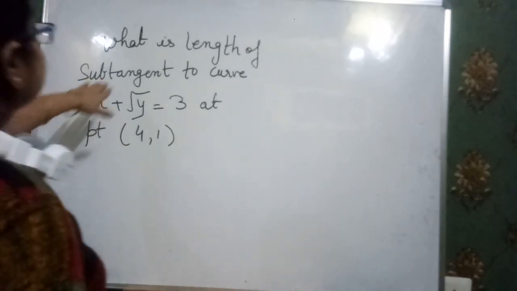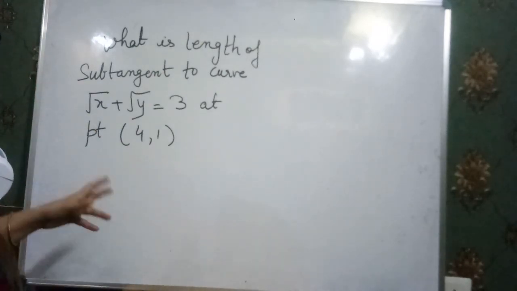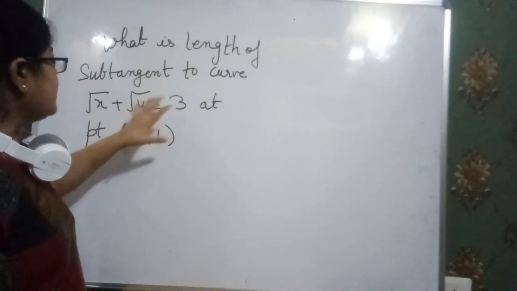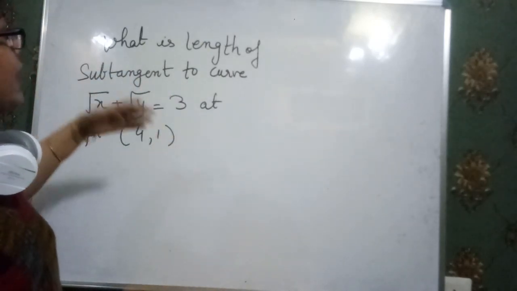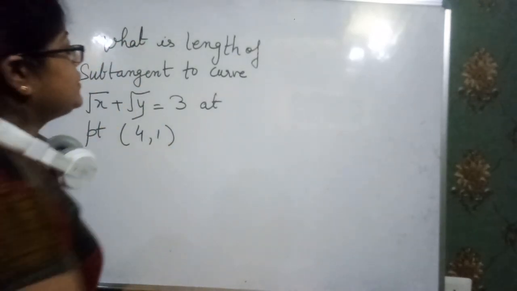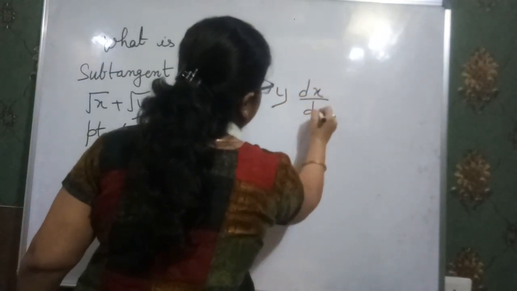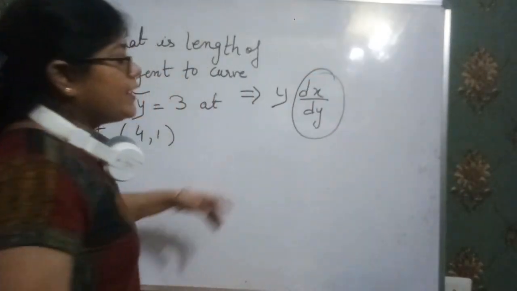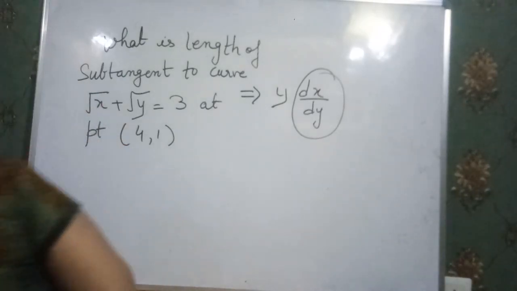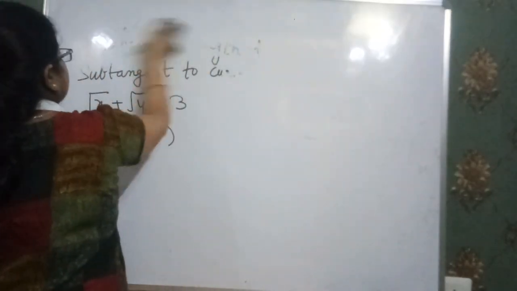Now we have the question. What is the length of the subtangent to the curve under root x plus under root y is equal to 3 at point 4, 1? That means the equation of the curve is under root x plus under root y is equal to 3 and the point is 4, 1. And what we have to find? Length of subtangent. In order to find it, we have the formula. We have to calculate y dx over dy. Note this step. We have to find dx over dy, not dy by dx. Now we differentiate our given curve and find dx over dy.